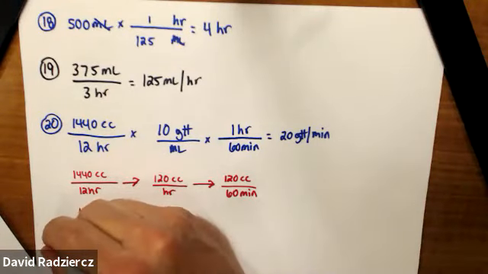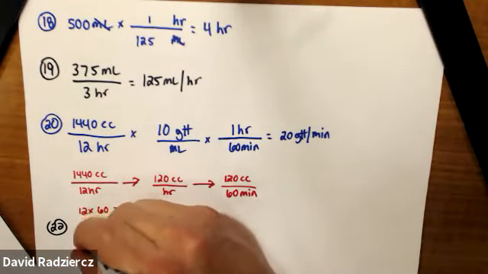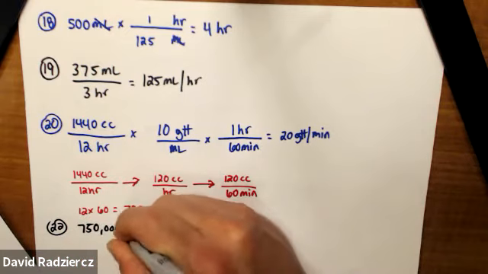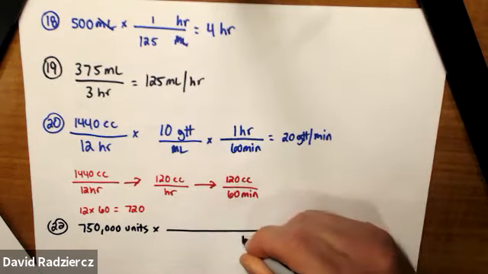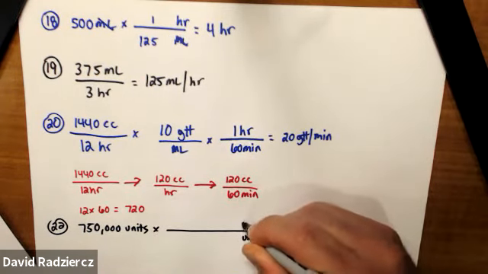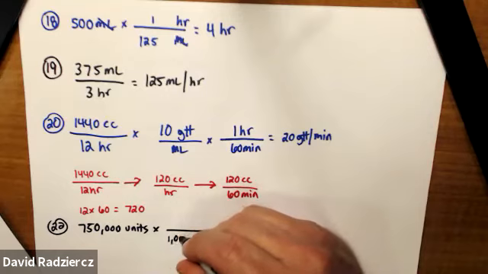this is 22. We have 750,000 units of Pfizer pen. I don't want units, I want milliliters. 1 million units.